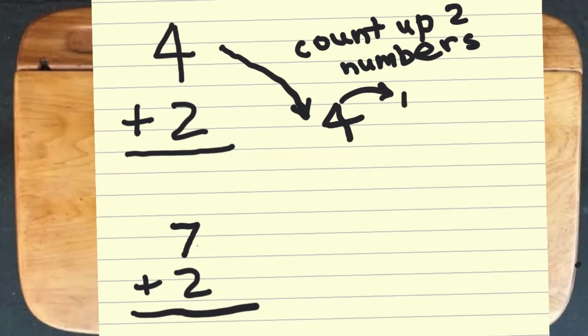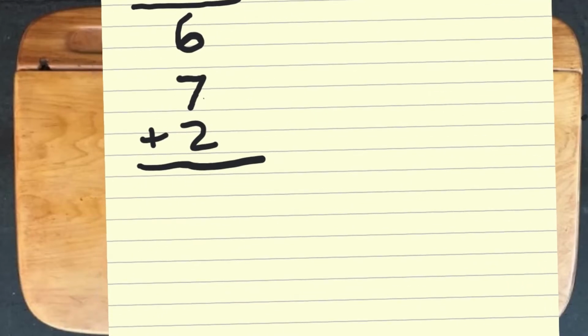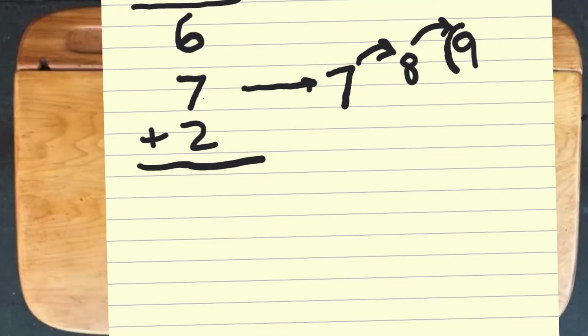1 more than 4 is 5. Then 2 more than 4 would be, what comes after 5? 6, right? 4 to 5 to 6. And 6 is your answer. Okay, let's start with a 7. What's 2 more than 7? You start with a 7, 8, 9. So 9 is the answer.